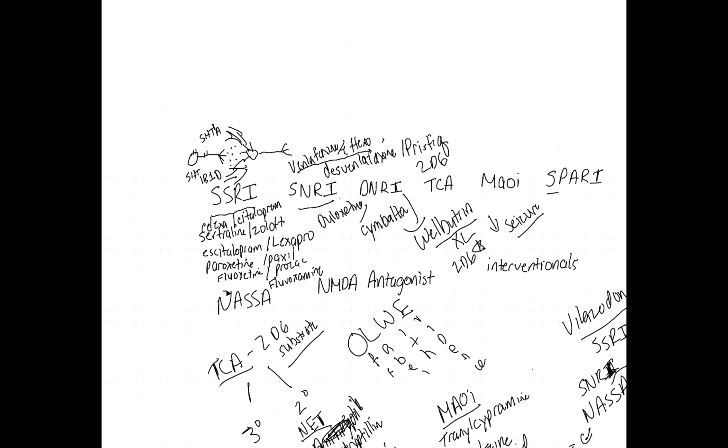SARIs, serotonin antagonist reuptake inhibitors. Trazodone, right? Good for sleep, good for stabilizing someone who has issues with sleep when they start an SSRI, right? Also good as monotherapy for patients who are afraid of sexual side effects, right? But be aware of orthostasis. There are a lot of other meds that are alpha blockers. We'll talk about that when we talk about schizophrenia, antipsychotics, risperidone.